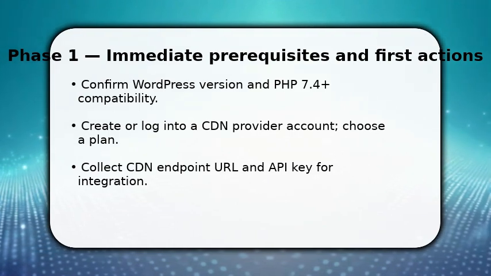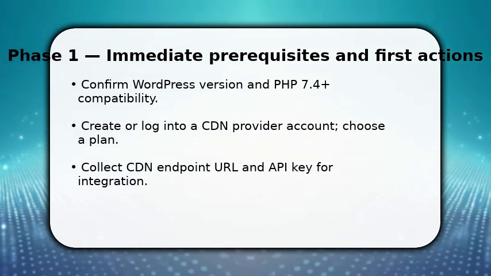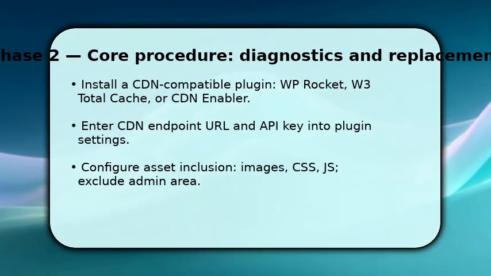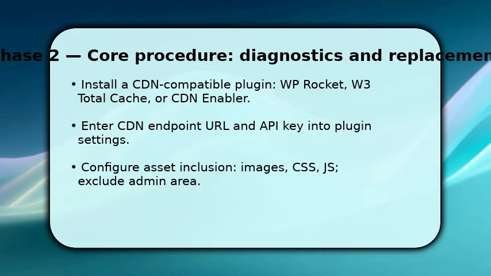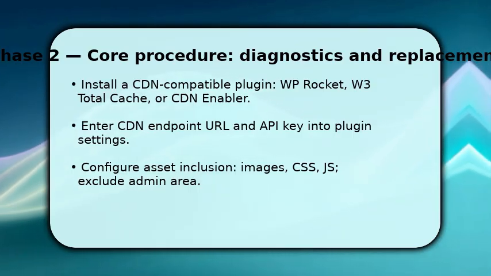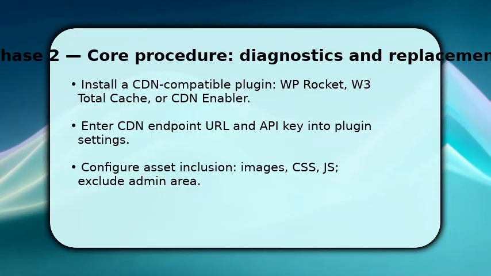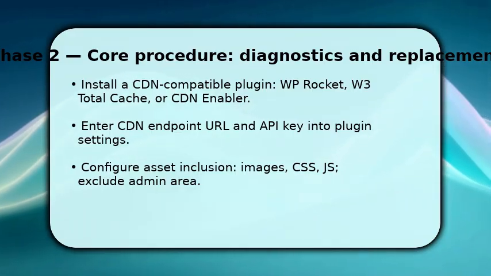Now connect the CDN to WordPress through a plugin. Pick one that matches your workflow, WP Rocket for simplicity or W3 Total Cache for granular control. Install and activate it, then paste the CDN endpoint URL and API key into the plugin CDN section.